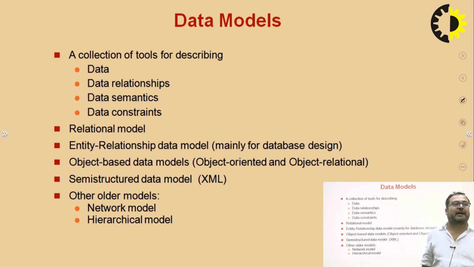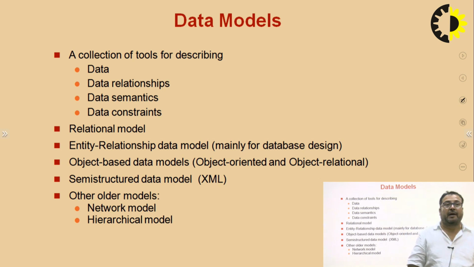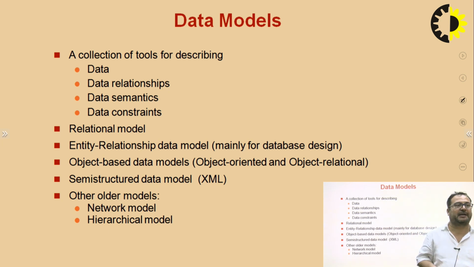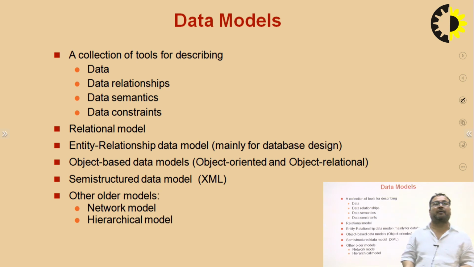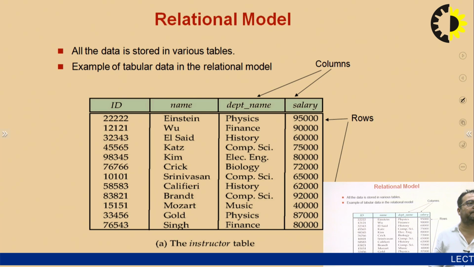Next one is the object based data model. In object based, you are going to consider everything as a class, a collection of similar types of objects. So there is the object oriented model, and the semi structured data model, like tags and all that. We are using HTML. So these are four popular data models.